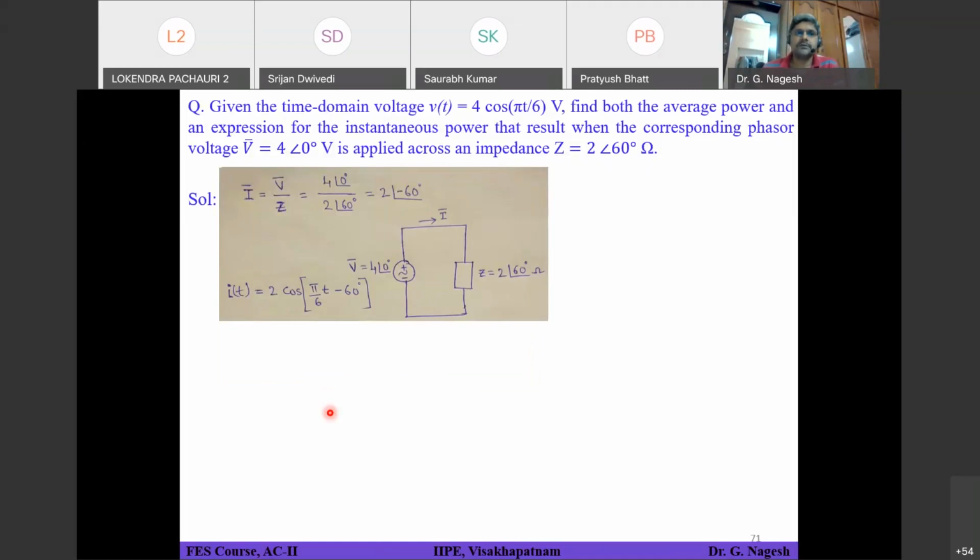So what they're asking is, given the time domain voltage expression, find both the average power and the expression for the instantaneous power. The corresponding voltage is given and the applied impedance is also given. For this circuit they are asking us to find out the instantaneous power as well as the average power. If you are interested, you can try to solve this. Anyway, we'll discuss this problem in the next class.